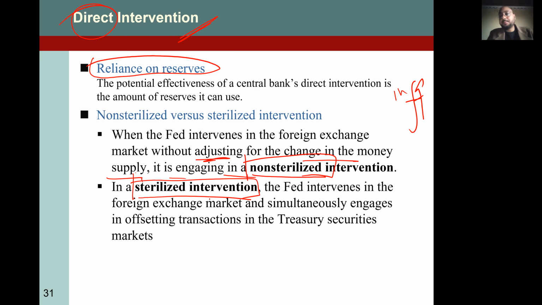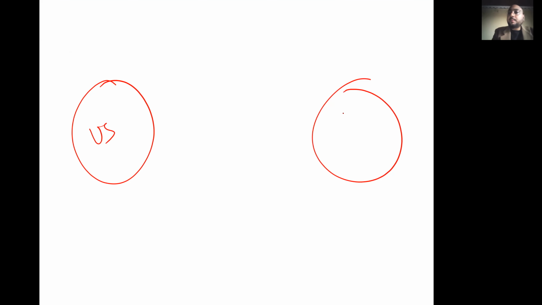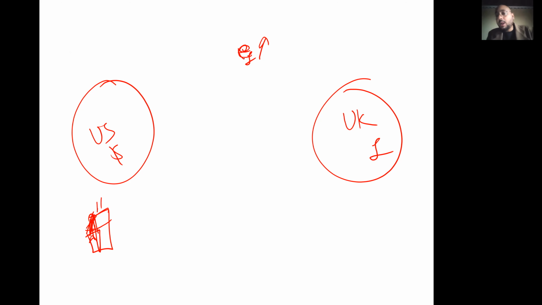What is sterilized intervention? So here we go. We have the US and we have the UK. We have a dollar here and a pound here. If you are here as a government official, and the government, this is the Federal Reserve Bank, wants to weaken the home currency, which means strengthen the pound, what will happen? They start buying pounds. When they start buying pounds, what will happen?